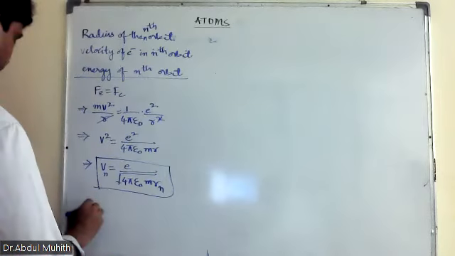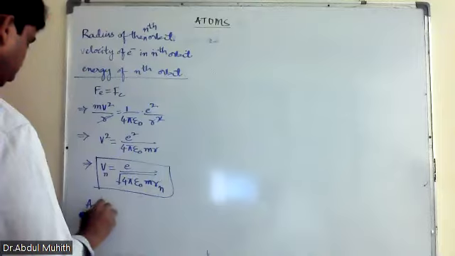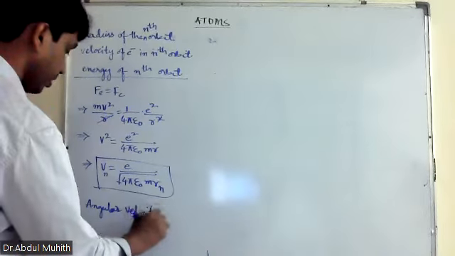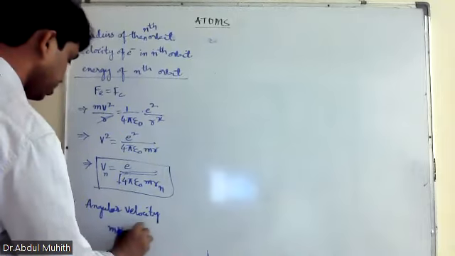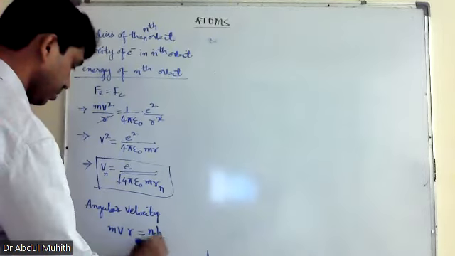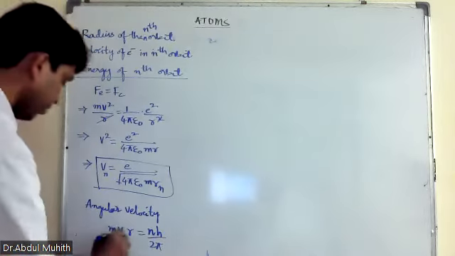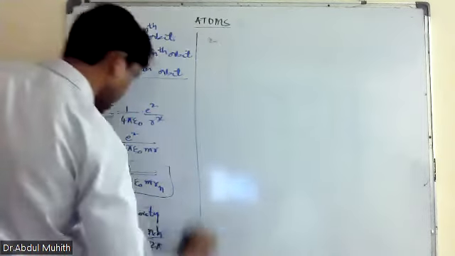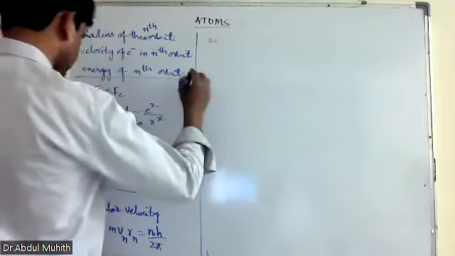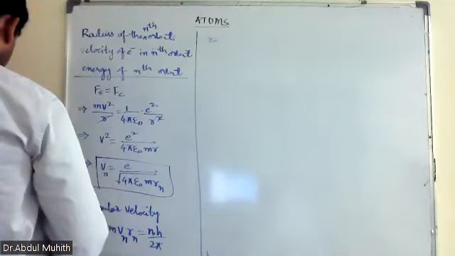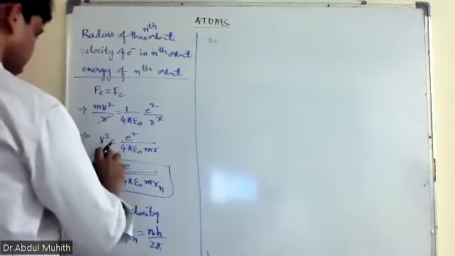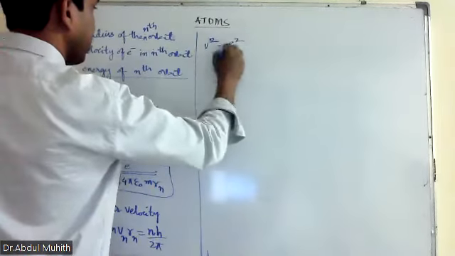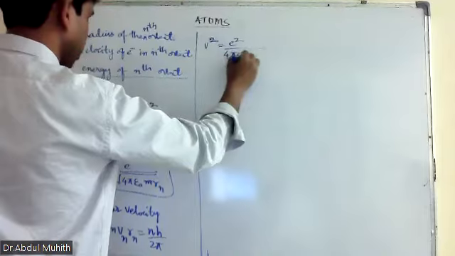Now, we already know the angular momentum mvr from Bohr's postulate: mvr is equal to nh by 2 pi. This is the formula. Here, instead of mvr, we take mv and rn, which is equal to nh by 2 pi. Then what do we get here? We already know the formula for v square: v square is equal to e square by 4 pi epsilon 0 into mr.